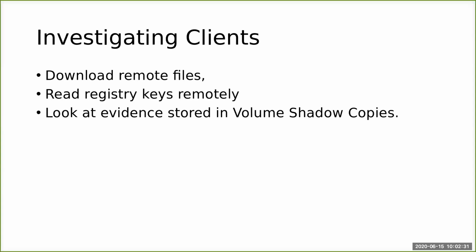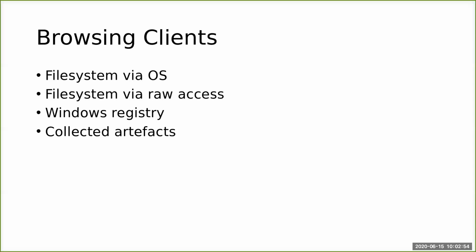All right, so once you've got everything up and running, what do you do? You can investigate. These are some things you can do with the clients. You can download remote files. You can read registry keys remotely. You can look at evidence stored in volume shadow copies. So if there's some type of weird exfiltration, you can actually look in detail to see if any data is being hidden.